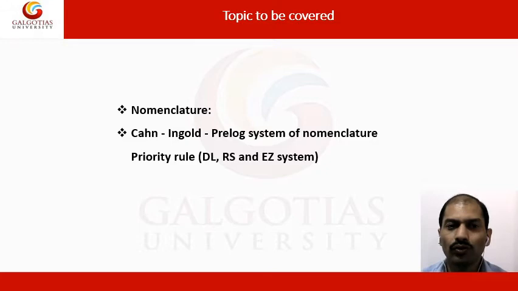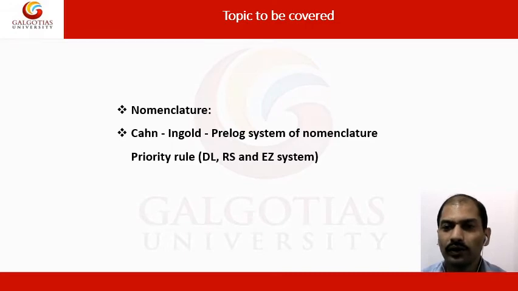So with the help of different priority rules, how can we put them on the basis of the rotation of the plane polarized light? We can designate them as D forms, L forms, and similarly R forms, S forms. So their stereochemistry can be mentioned. We will also go into detail about the CIP rules.